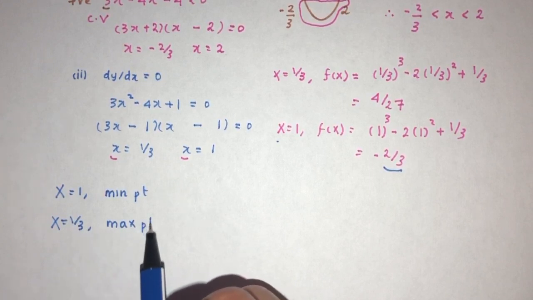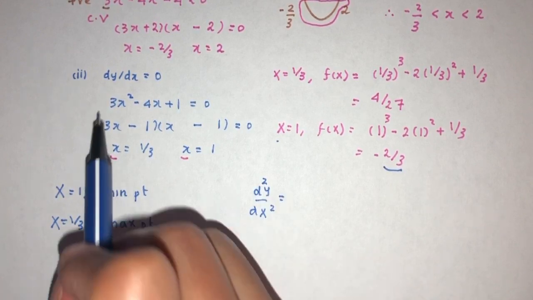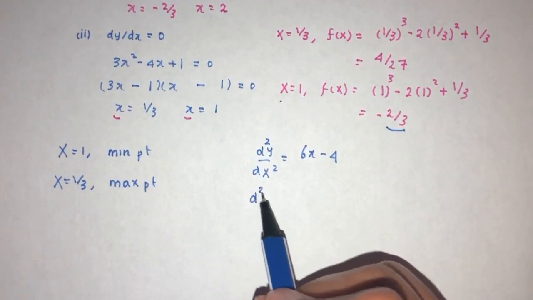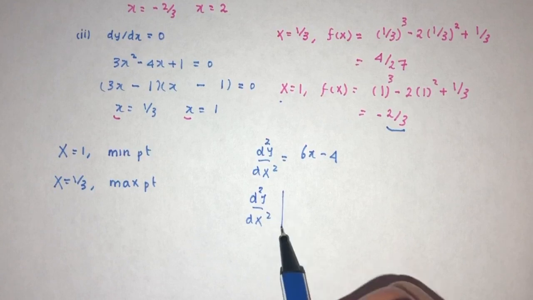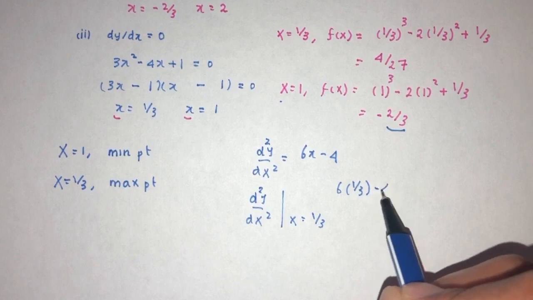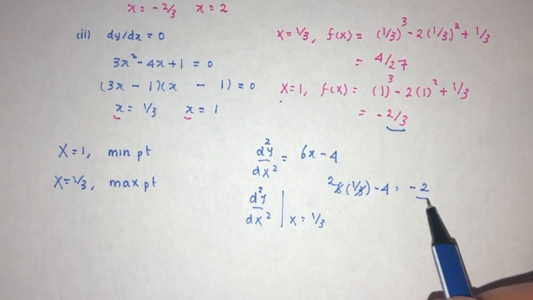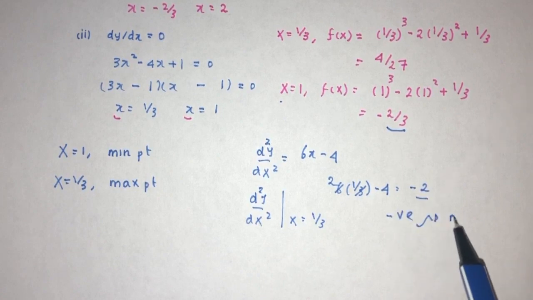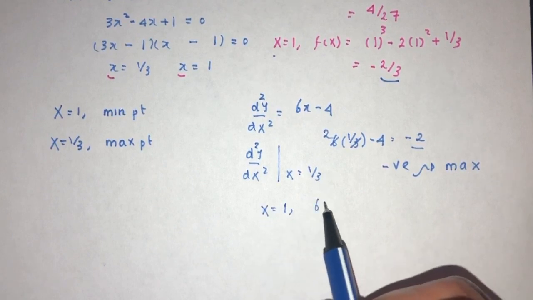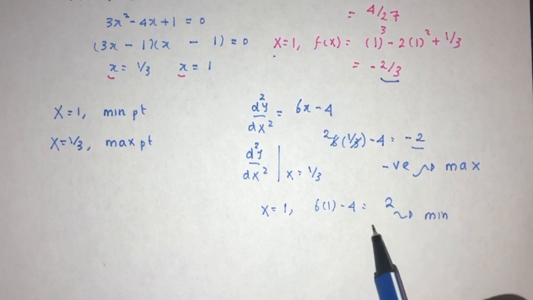But again, if you guys want to go through d2y by dx2, that is okay as well. So we have to redifferentiate. That should be 6x minus 4. We just have to replace in d2y by dx2 at x equal to 1 over 3. That will be 6 times 1 over 3 minus 4, which should be 2 minus 4, so minus 2. If it is negative, it will lead to a maximum value. And when x is equal to 1, it will be 6 times 1 minus 4, that should be 2, and that will lead to a minimum value because it is positive.